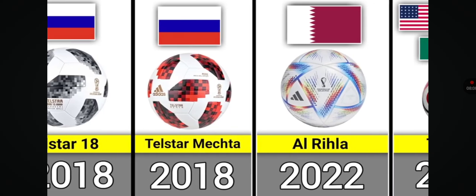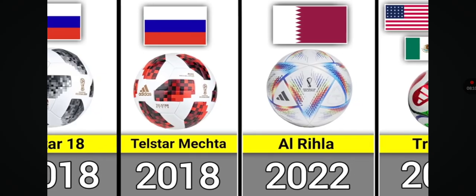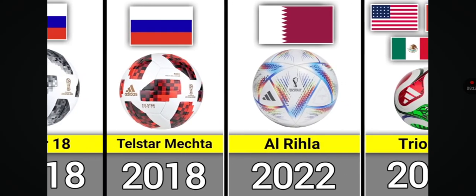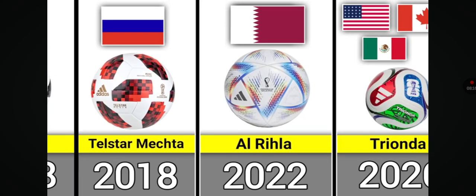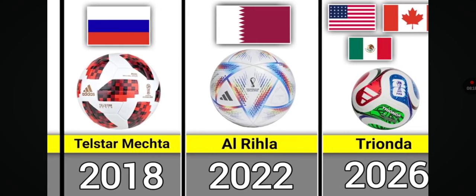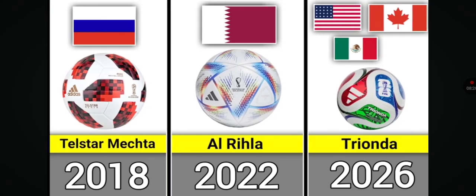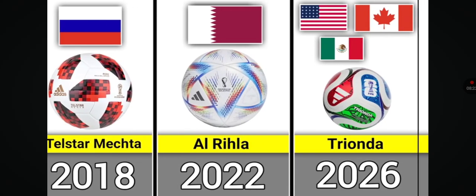2026 Trionda. The Trionda represents the future of football and will be used in the first 48-team World Cup. It symbolizes innovation, unity, and next-generation design. Football history continues to move forward. A new chapter is about to begin.